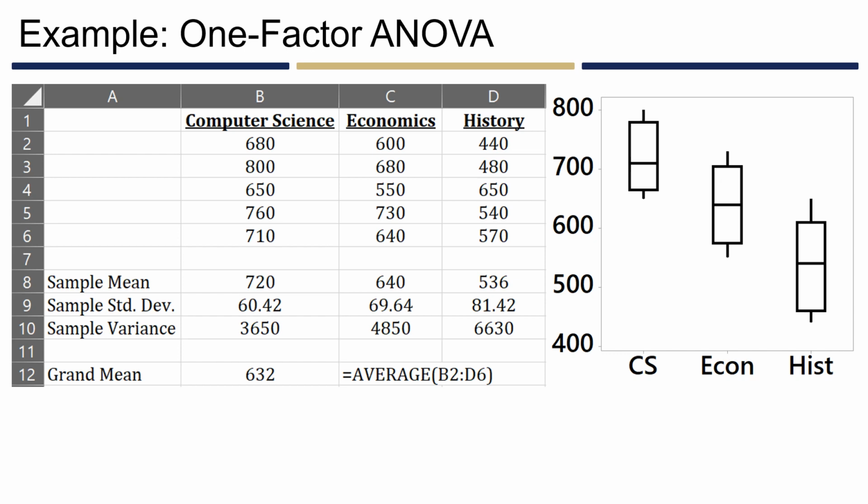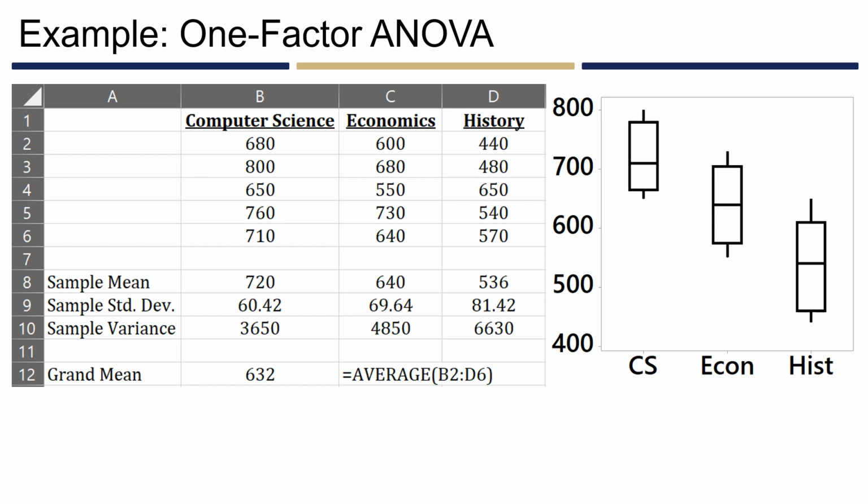Now, taking a look at our samples, in column B, we have our 5 computer science math SAT scores. Column C contains the econ scores, and column D contains the math SAT scores for our history majors. Now, looking over at the box plots on the right, we can see that all 3 of these samples look to be very symmetric, indicating that they're probably close to being normally distributed. Looking at the sample statistics that we have in rows 8, 9, and 10, what we can see is that the sample mean for the computer science majors is 720, sample mean for econ is 640, and the sample mean for the history majors is 536.